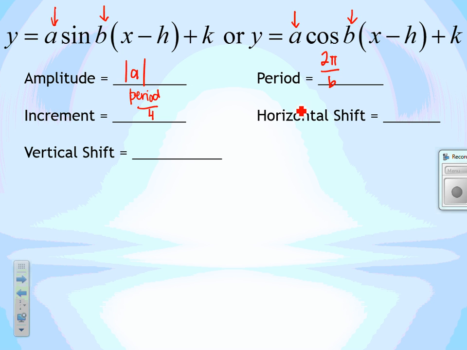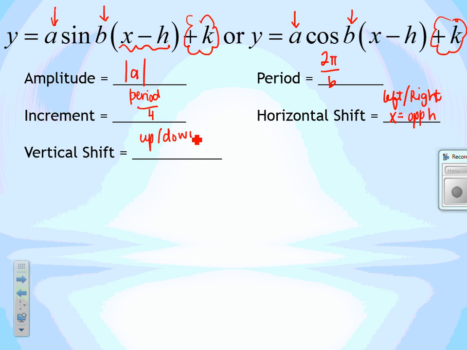Your horizontal shift is within the parentheses. If you don't have an H value within the parentheses, you do not have a horizontal shift. But if you do, you will shift it left or right. Remember, that is an x equals line, so you have x equals the opposite of H. And then the vertical shift is outside, an up or down, and you also have to label that as y equals whatever k is.